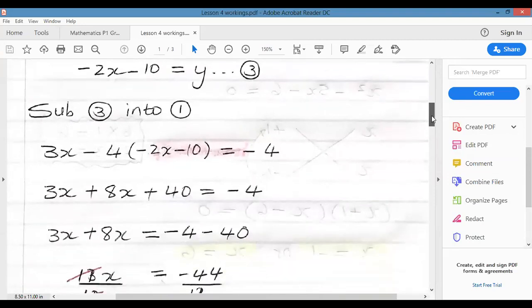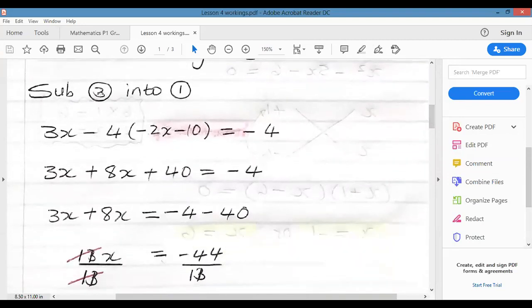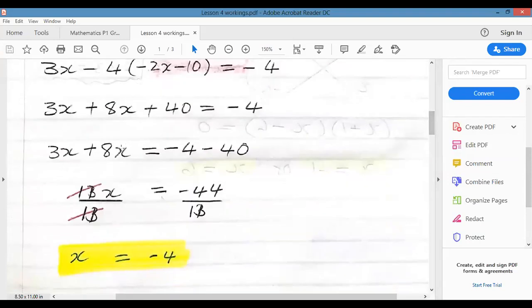Then now, what I did here, guys, was substitute equation 3 into equation 1. So basically here, I'm saying 3x minus 4, and where there is y, you must put negative 2x minus 10, close bracket, is equal to negative 4. Therefore, you're going to have 3x plus 8x plus 40 is equal to negative 4, right? And we know that 3x plus 8x is 11x. Then you transpose 40 to the other side, it becomes negative 40.